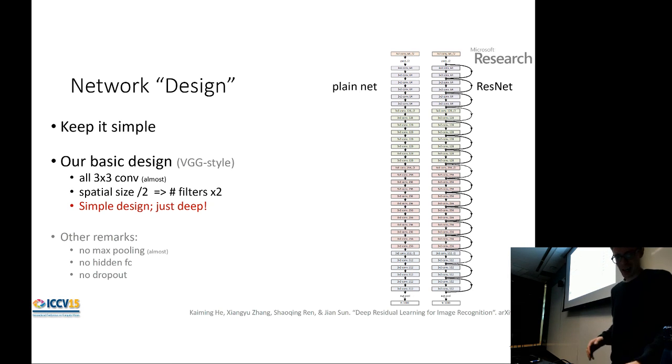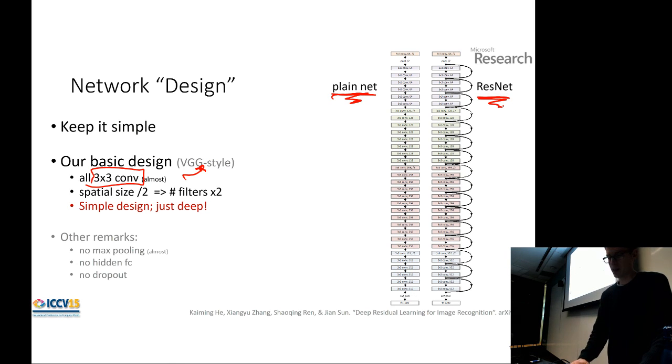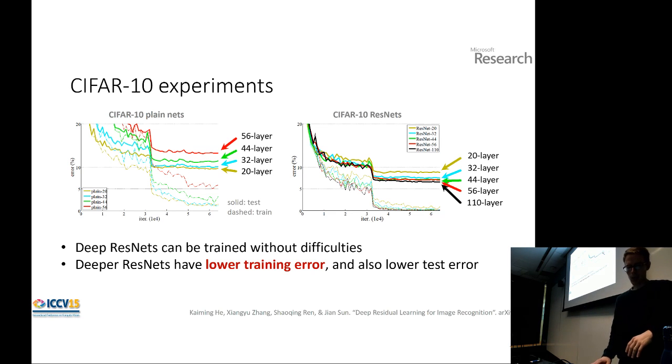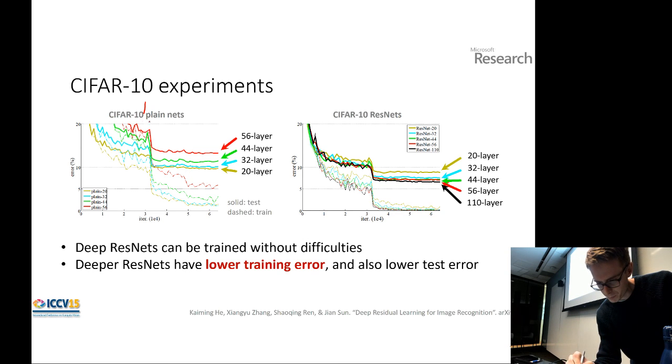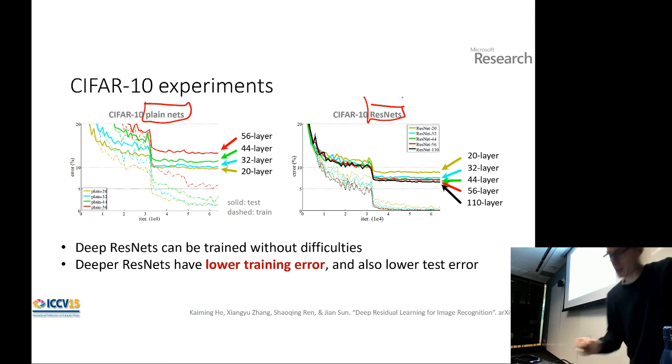Okay, so their basic design is almost all 3x3 convolutions, which was an idea that came from this VGG model from 2014. And then they just made it incredibly deep with these residual connections and this bottleneck trick. And so what they're going to do is compare this plain net to this residual net. And what they find is that on the left here, we have the plain neural network trained on CIFAR-10, and on the right, we have the ResNet trained on CIFAR-10.